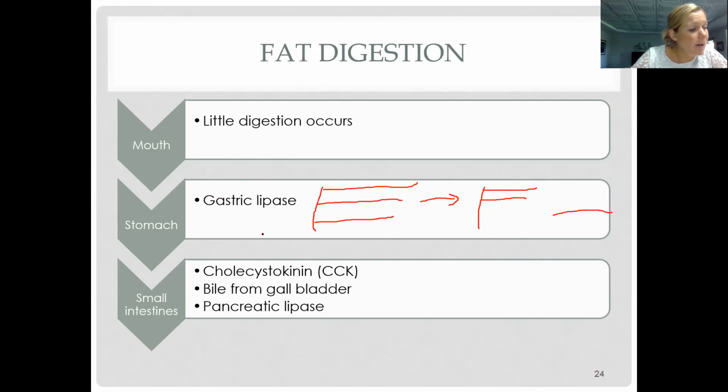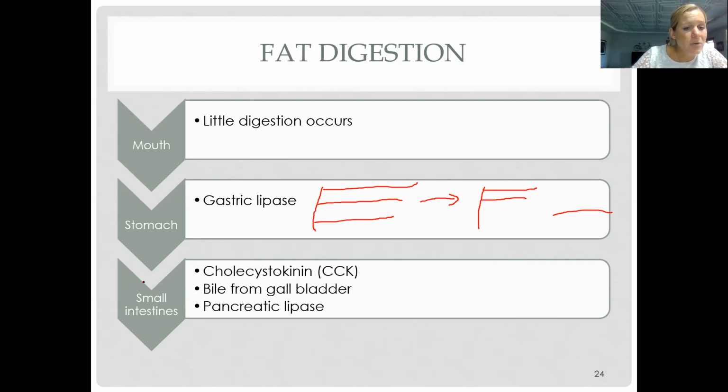Also within the stomach, we'll have some churning occurring, and this will help us to break apart large pieces of fat. Fat will spend about 2 to 4 hours in the stomach, and 1/3 of those triglycerides are broken into these free fatty acids, or these fatty acid tails.